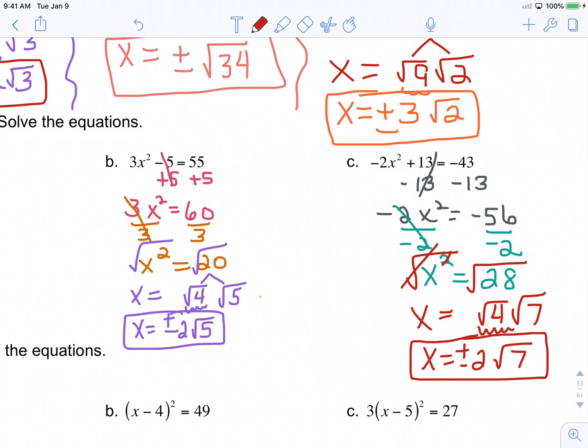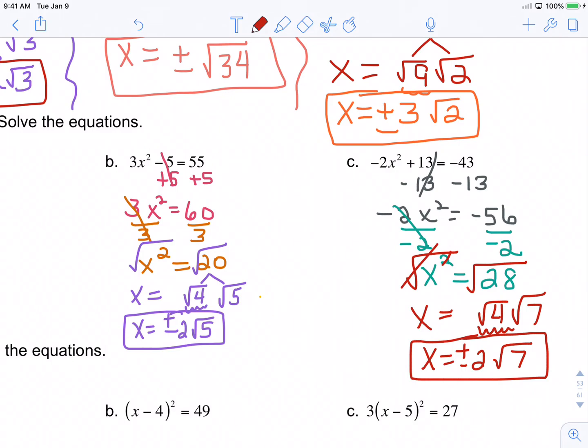So you got to see 6 different examples. The first 3 involved a single step. Actually, the first 4 involved a single step. And then the last 2 that we just completed here, those require a couple extra steps to get the x squared by itself. So that is the lesson for today.